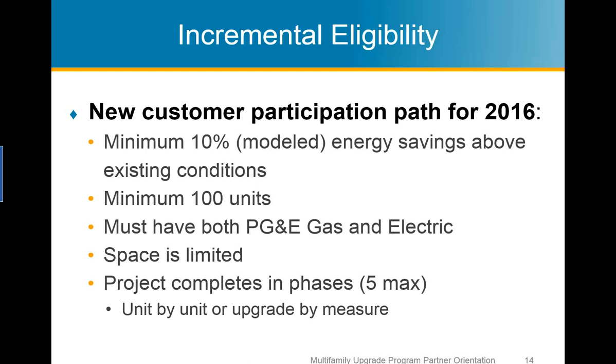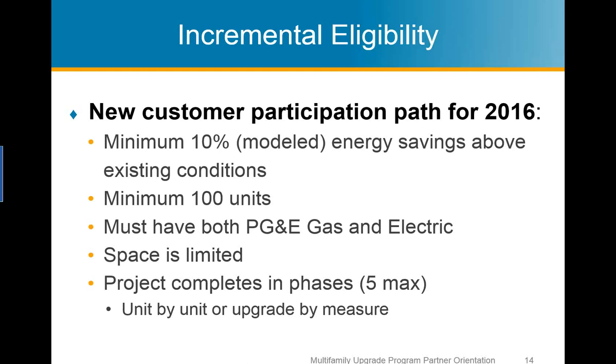Projects that are looking to participate in this path have to have a minimum of 100 units, and they also have to have both PG&E gas and electric. So unfortunately, no single commodity projects are allowed to participate in this program path. Space is limited, so if you have a project that is interested in participating in this path, please contact the program staff to see if there's availability for your project.